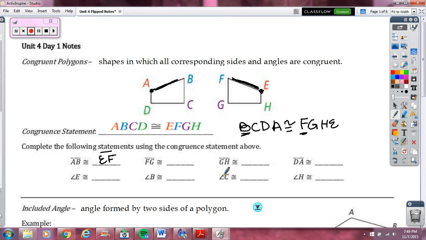So like if I wanted to say, oh, what letter or what side or angle matches up with C? When I go up here, I see C is the third letter and G is the third letter in the second part. So angle C and angle G must be the same size.